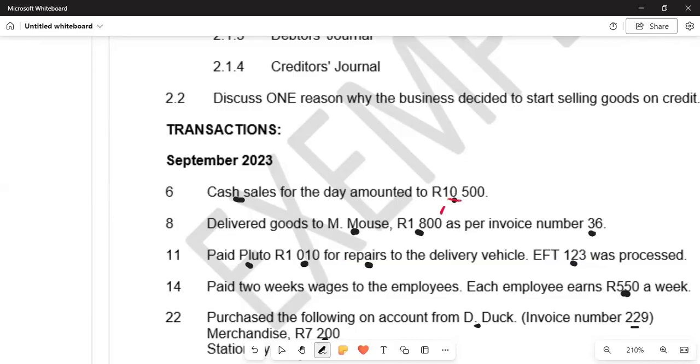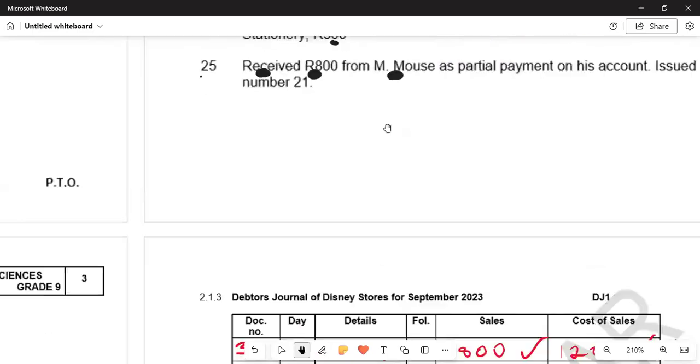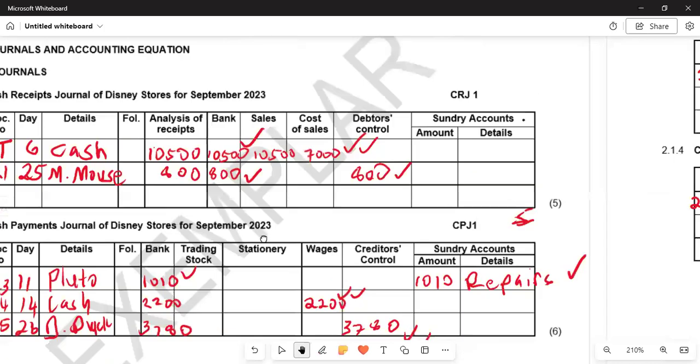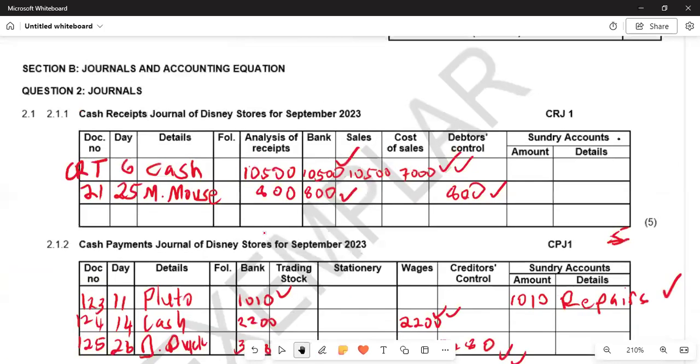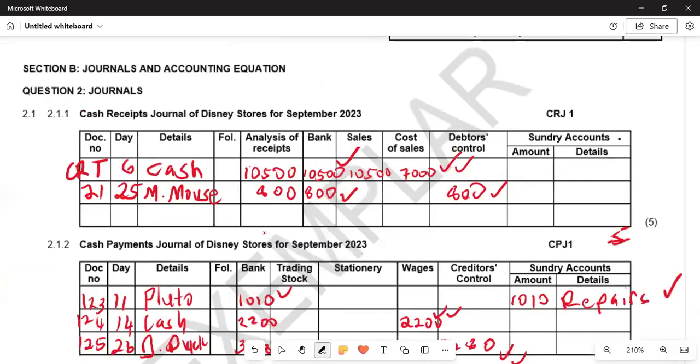10,500 divided by 1.5 is going to give us 7,000. So that 7,000 is our cost of sales. So now we go back to our answer book. Here under cost of sales, we are going to record our 7,000. So that is all about the cash receipts journal.